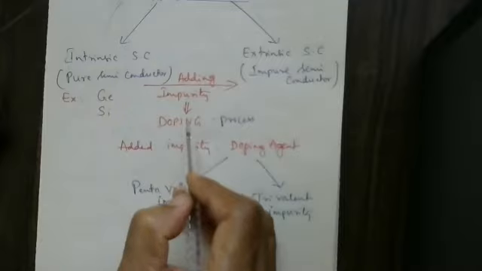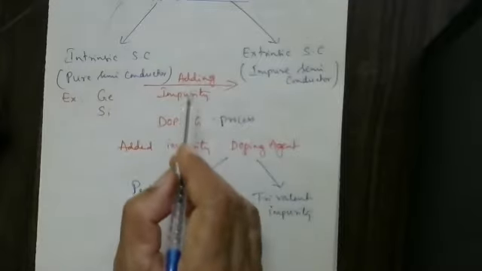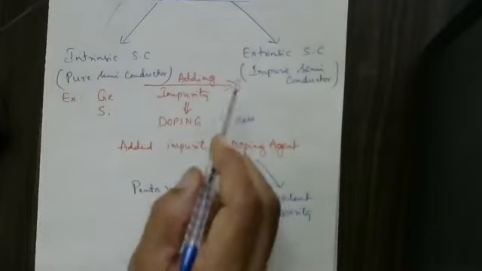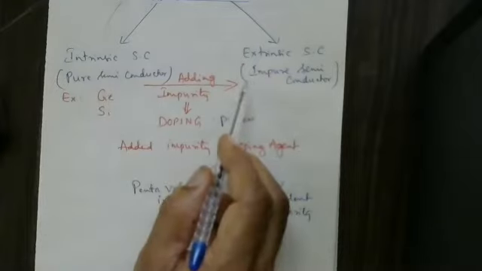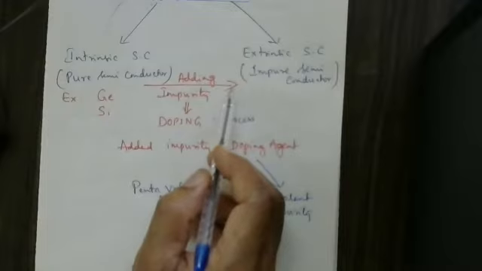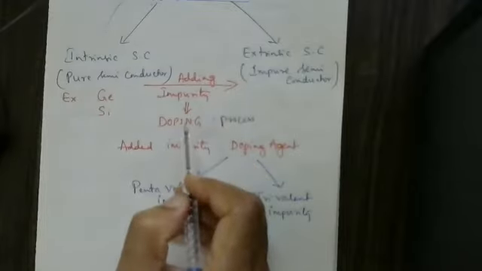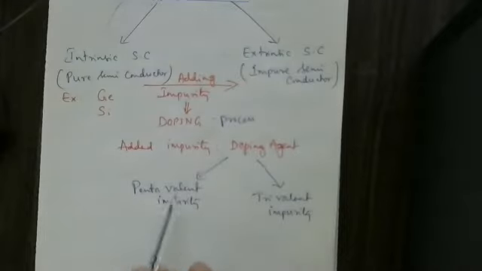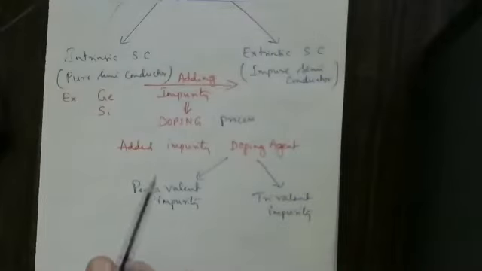Whatever we are adding, the process of addition of impurity to the intrinsic semiconductor to convert it into the form of extrinsic semiconductor is called doping. Doping agent means whichever we have added as an impurity, either pentavalent impurity or trivalent impurity, is called by the name the doping agent.